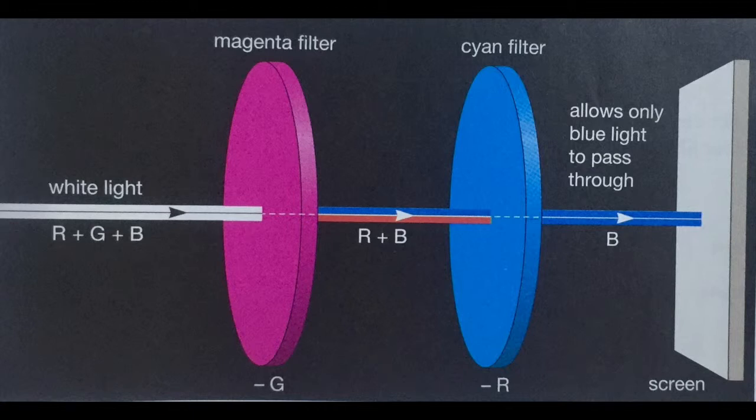Assume that white light consists of red, green, and blue. The magenta will subtract the green from the light. The cyan will subtract the red. This leaves only the blue to shine through, as shown in figure 9.11, combining magenta and cyan filters.